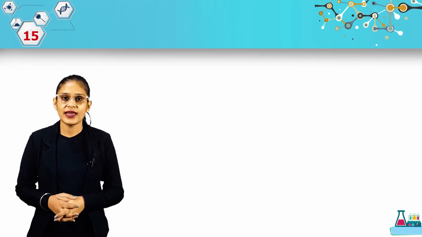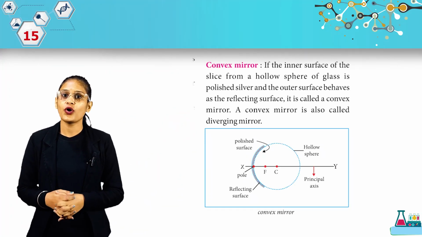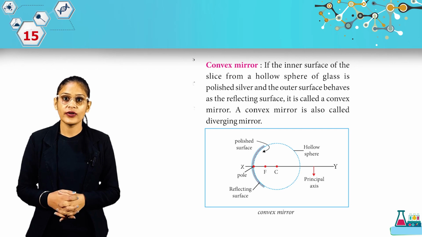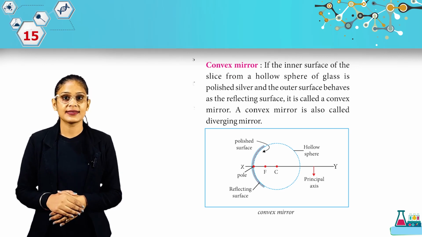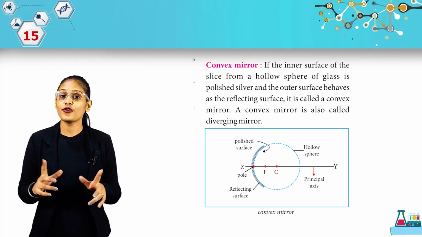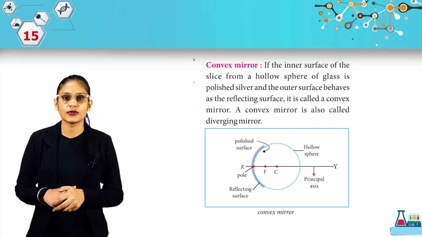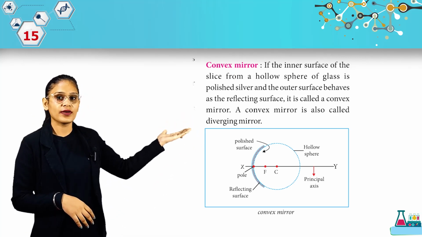Now come to the next, we have convex mirror. If the inner surface of the slice from a hollow sphere of glass is polished silver and the outer surface behaves as a reflecting surface, it is called a convex mirror. A convex mirror is also called diverging mirror. So students, convex and concave is just opposite. Look at this picture, we have convex mirror.